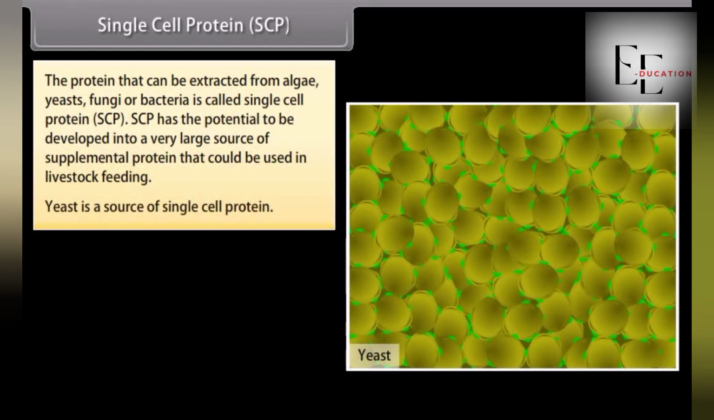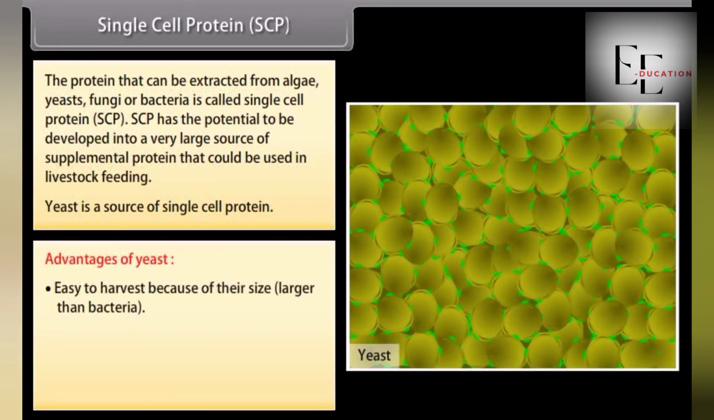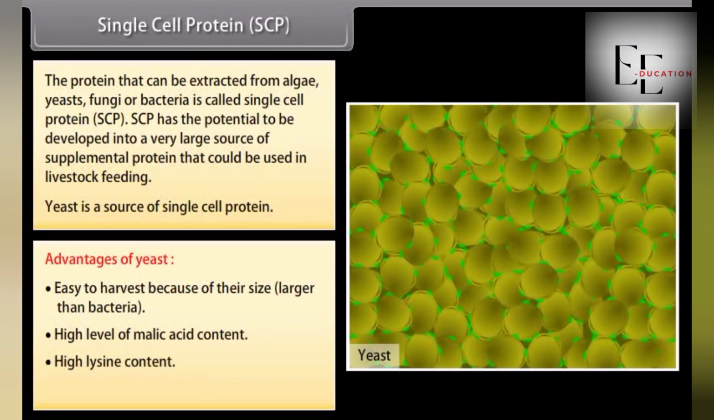Yeast is a source of single-cell protein. Advantages of yeast: easy to harvest because of their size, that is, larger than bacteria. High level of malic acid content. High lysine content. Can grow at acidic pH.